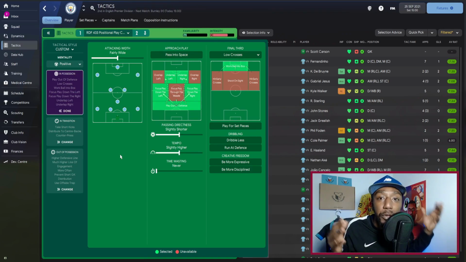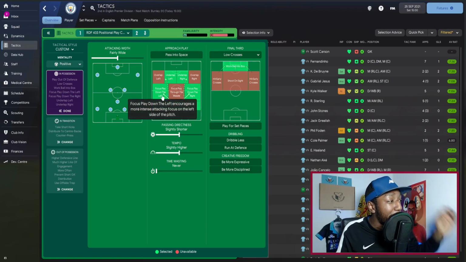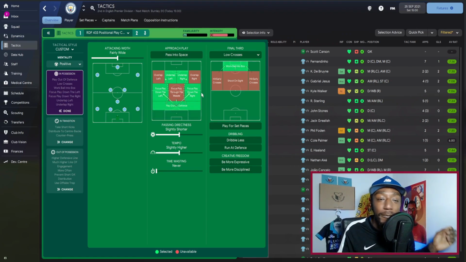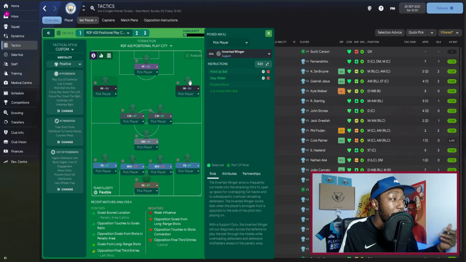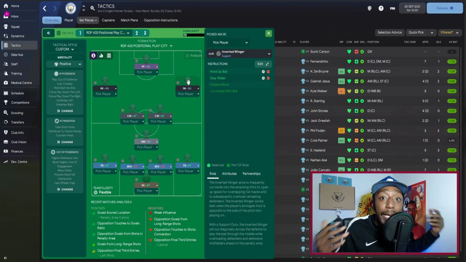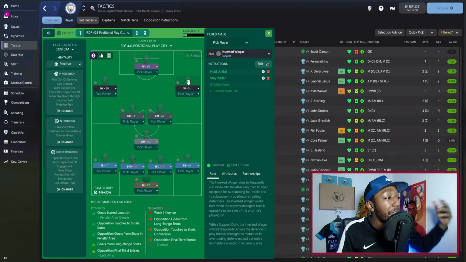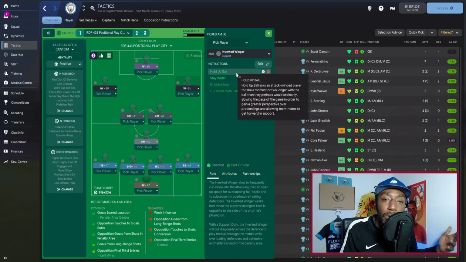Now we want to create that numerical superiority out in those wider flanks, which is why you can see us focusing play down the left, but also focusing play down the right as well. In those wider areas, we have 2 fullbacks on attack, and 2 inverted wingers, both on support. Now the 2 inverted wingers, interestingly, are the ones that are going to be stretching play, holding their width, which is why they have stayed wider, but they're also going to hold up the ball.